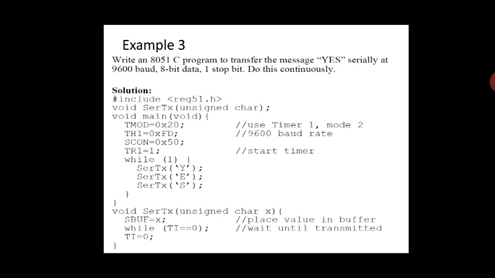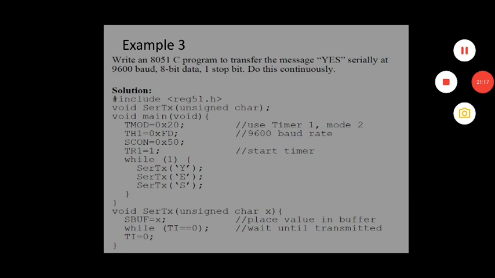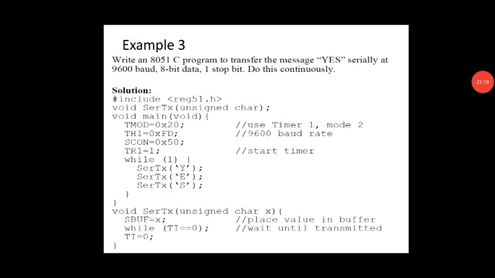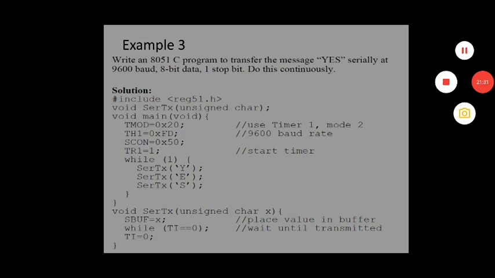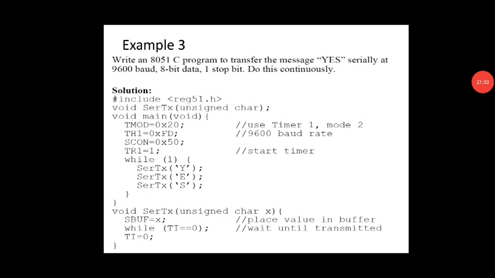Now let us move to the next program. Write an 8051 C program to transfer the message YES serially at baud rate 9600 with 8-bit data, with one stop bit and one start bit. This will be performed continuously. I need not discuss this register setup again, as it will be the same.